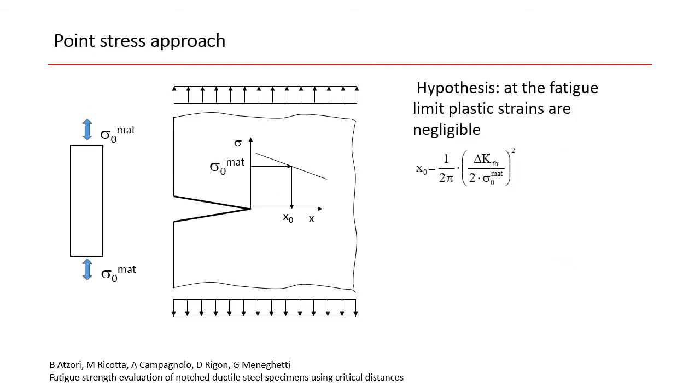When we use the point stress approach, the hypothesis is that at the fatigue limit, the plastic strains are negligible, and then the critical distance can be evaluated as follows. For this material, the range of the mode 1 crack propagation threshold was experimentally measured equal to 8.7 MPa square root of meter, and x0 was found equal to 0.059 millimeters.